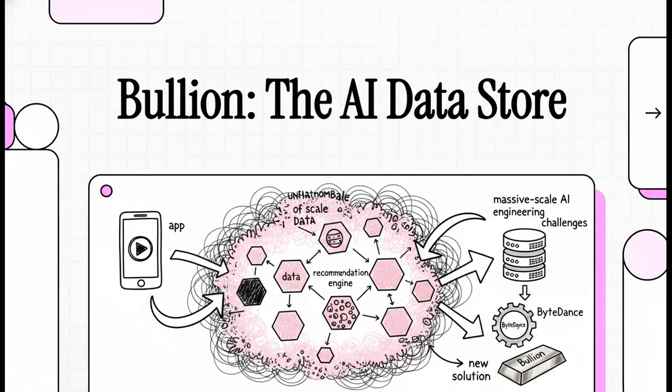You ever scroll through your TikTok feed and just wonder, how does it know? Well, it's not just some magic algorithm. It's a mountain of data. I mean, a truly mind-boggling amount. And today we're going to pull back the curtain on the incredible engineering that makes it all work. Specifically, a new technology from ByteDance called Bullion.